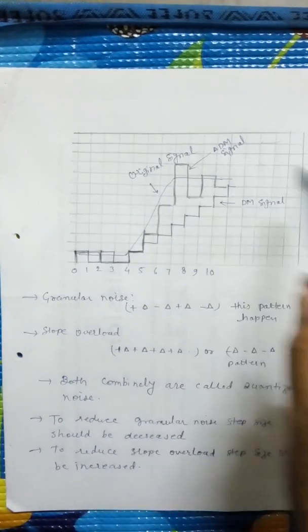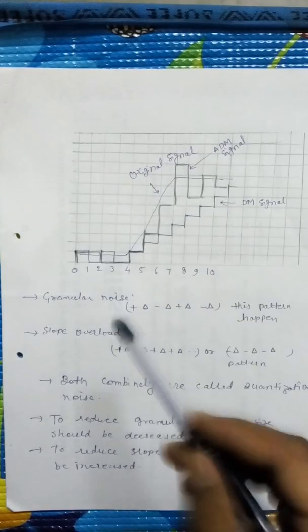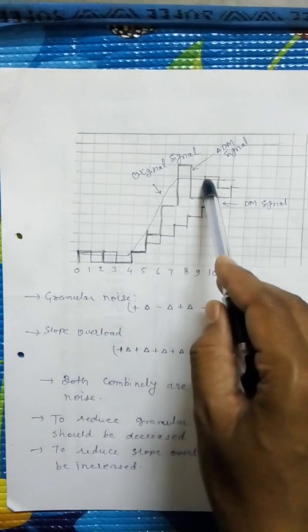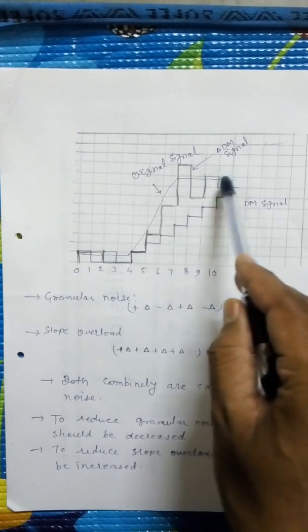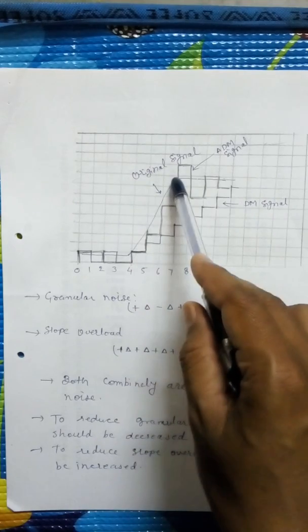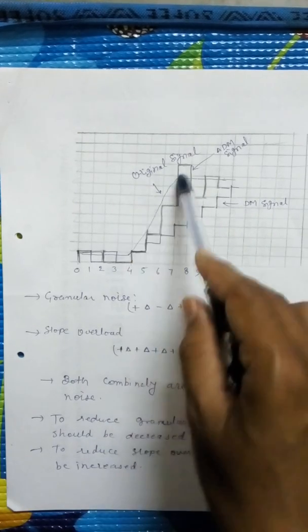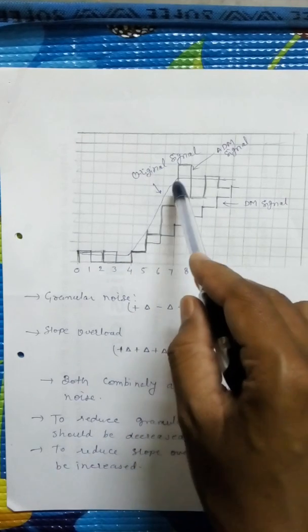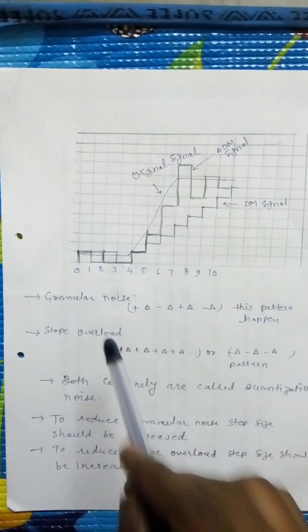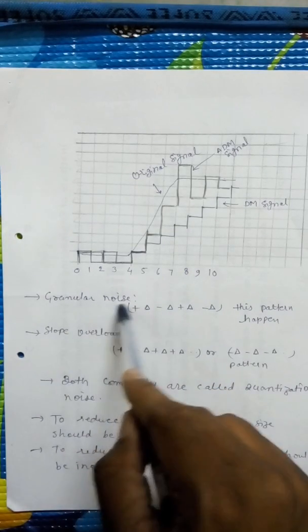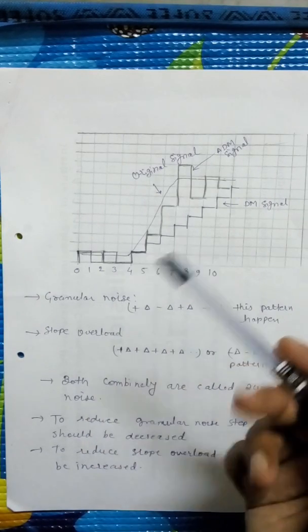This is our message signal. We can see that in this portion and in this portion, the message signal slopes are flat, but in this portion, it is a very fast changing signal. So how can we detect that this is granular noise and this is slope overload noise?